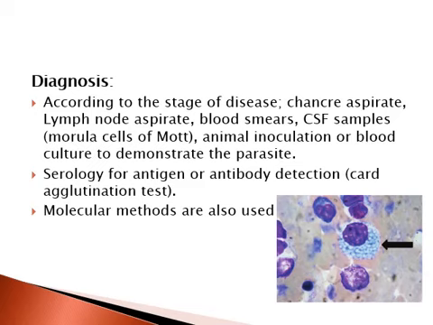Diagnosis is according to the stage of disease. We can do chancre aspirate in early stages, lymph node aspirate, and then blood smears. All of these can show the trypomastigotes. Also, if we suspect that there is sleeping sickness, we can take cerebrospinal fluid samples. In the cerebrospinal fluid, we'll have high cellularity. If we don't see the trypomastigotes, there is a characteristic cell we call the morula cell of Mott. The morula cell of Mott is pathognomonic and characteristic for trypanosomes in Africa.